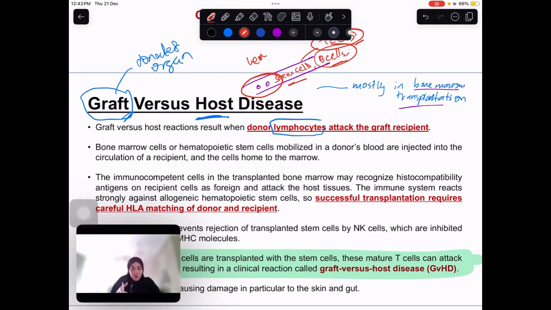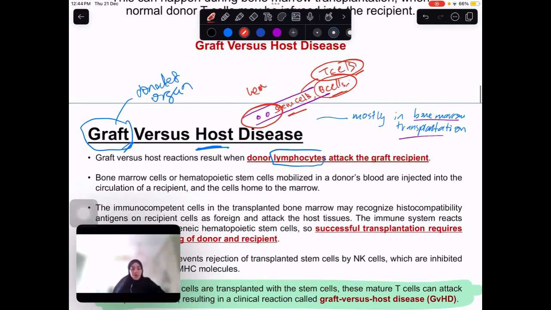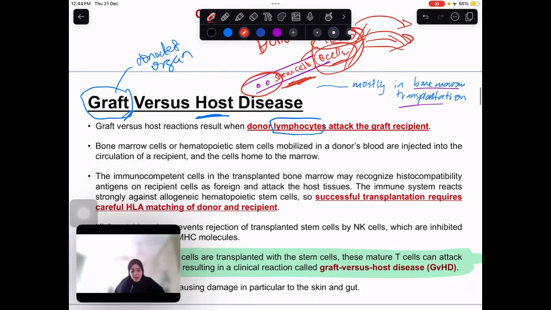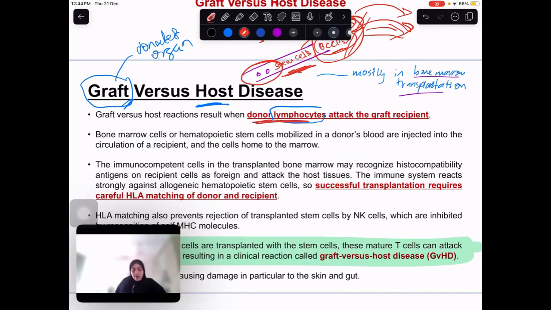And because they are what? The B cells and T cells, they are part of the immune cells, and they're attacking any foreign stuff. So now when this is going to be in my body, these T cells and B cells are not mine. They are from the donor itself. And when I took the bone marrow, I took some of the T cells and B cells of the donor himself. So now when I put this in my body, the host, these are acting against me because they're not my own. Okay? So this is what they're saying. They result when donor lymphocytes, called B cells and T cells, attack the graft recipient.